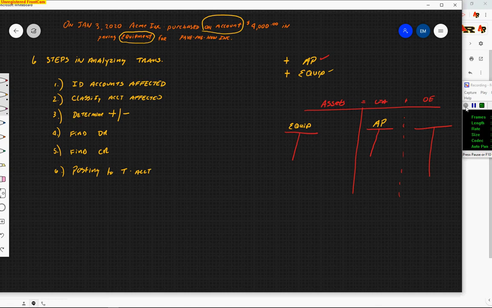So this is analyzing a transaction. Identifying the accounts, accounts payable, equipment. Classifying it, well, we know that we've classified this as an asset account and this is a liability account. We determined the increases and decreases. We have more debt and more equipment. Now we need to find the debit and find the credit, and as we post them to a T account. Well, let's remember this.